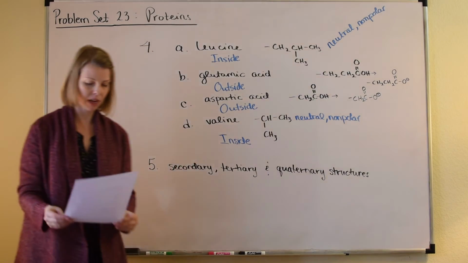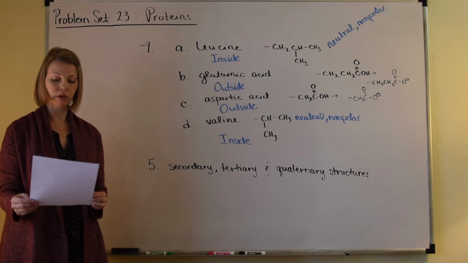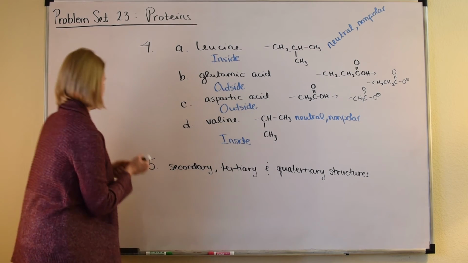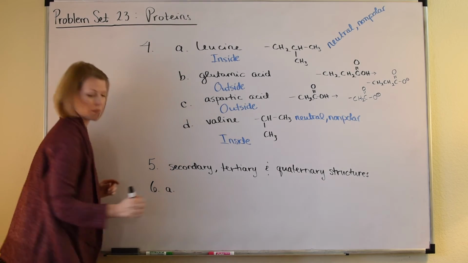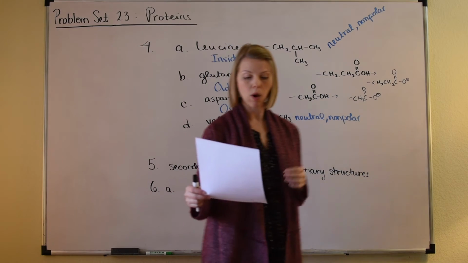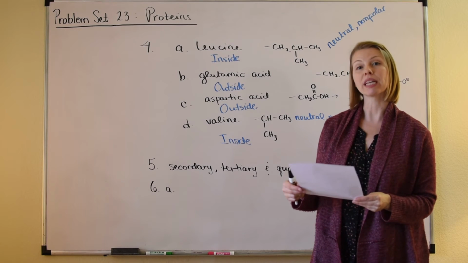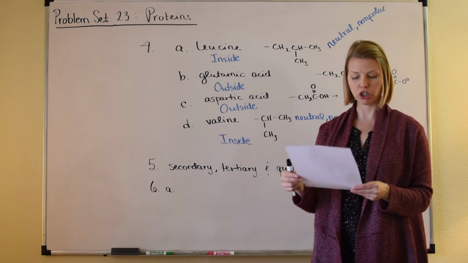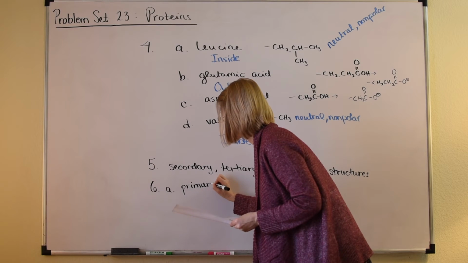All right, last but not least, number 6. What level of protein structure is determined by, and we have an A through C here. I think we can fit it on the board. Okay, so A, what level of protein structure is determined by peptide bonding between amino acids? That's describing the primary structure. So for A, you should write the primary structure.